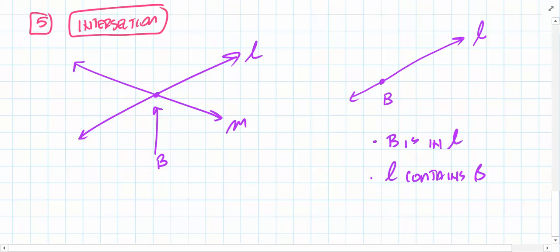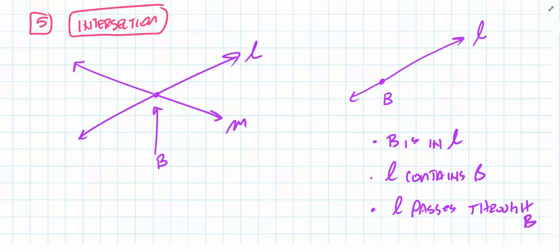Or we could also say L passes through point B. All 3 of those are totally fine. We could say B is in L, L contains B, or L passes through B. All of those totally work out just fine. So far so good? Cool. Let's talk about if I drew a plane for you then.